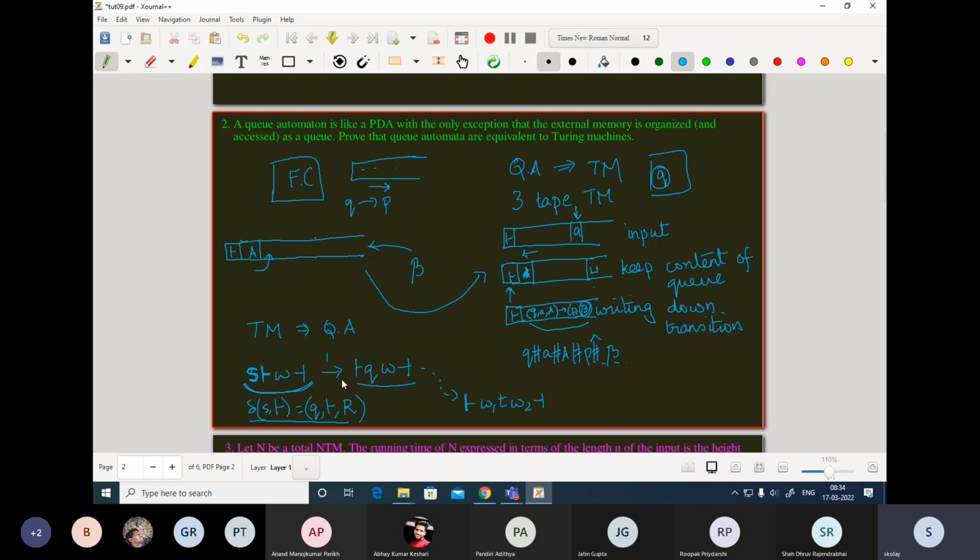This is how I encode a configuration in terms of a string. Is this part clear? Any questions regarding this part?